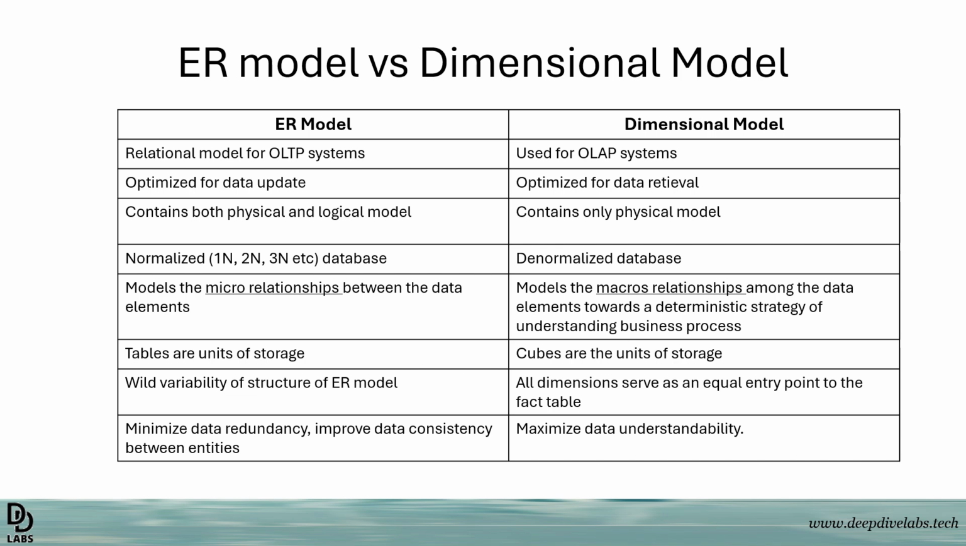In an ER model, tables are the unit of storage. Here, cubes are the unit of storage. We'll talk about cubes in a bit. There is wide variability of structure in an ER model, whereas all dimensions in a dimensional model serve as an equal entry point to the fact table in your star schema. An ER model is meant to maximize data consistency between entities and reduce redundancy, whereas dimensional modeling is meant to maximize data understandability. So this is important.